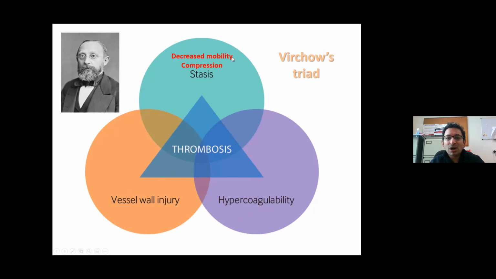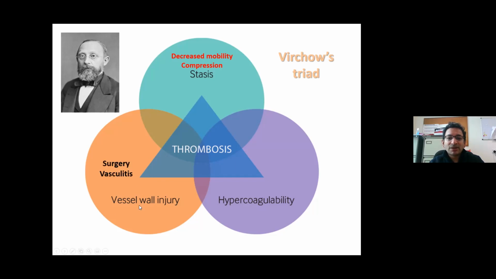Stasis means if you're not walking enough, and your legs, the blood from the leg should always be pumped back up to the heart. If it's not happening, you're at risk of blood clots. If there's something pressing, so sometimes if you have a swelling inside the abdomen, which is pressing on the blood vessel, that also causes the blood to not flow properly.